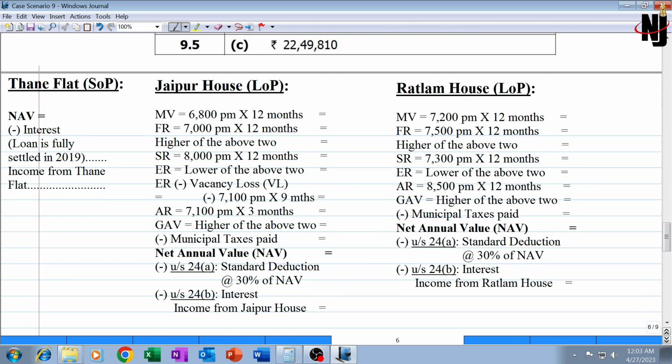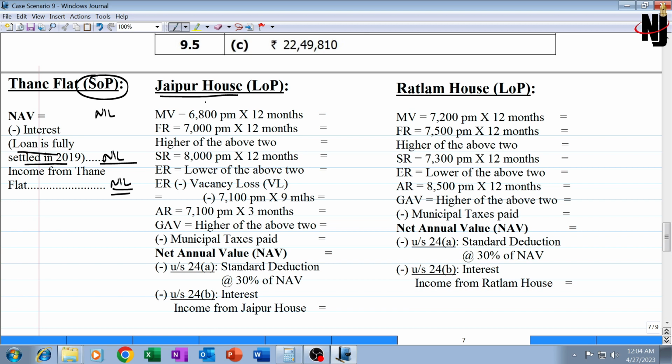So, the Thane flat, starting with the Thane property, which is SOP. NAV will be nil. The interest on the loan was already settled in 2019, so current year interest will be nil. Therefore, property income from the Thane property will be nil. Next, the Jaipur house and then the Ratlam house.